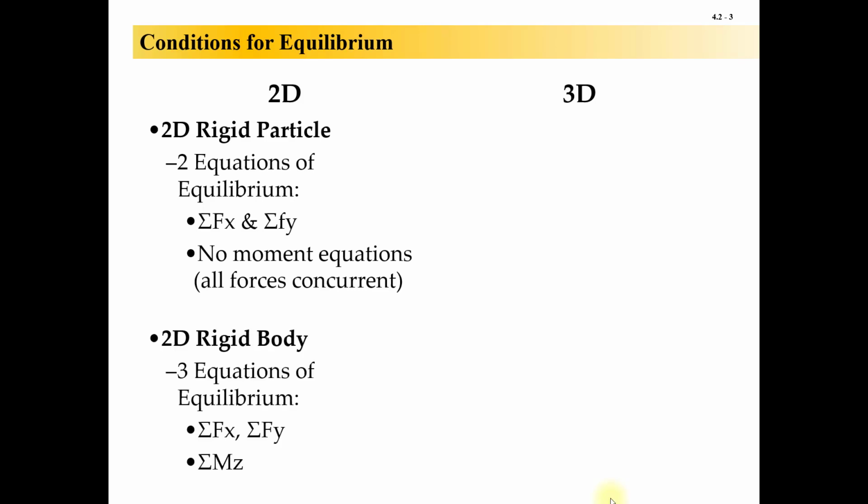For a 2D rigid body, we have three equations of equilibrium. So this is not a particle, this is a full-size body. So now we have sum of forces in the x, sum of forces in the y, and the sum of moments about the z-axis out of the page, about any point or points on the plane.